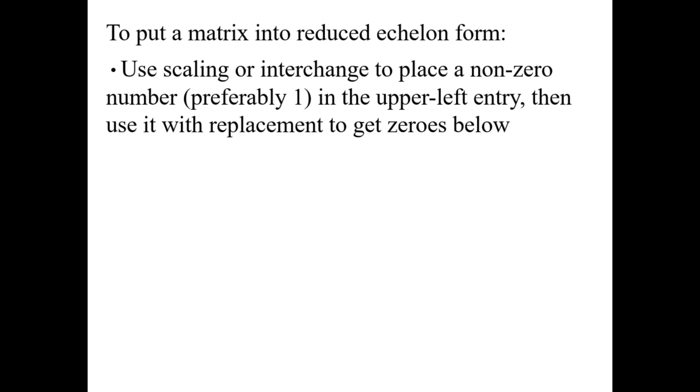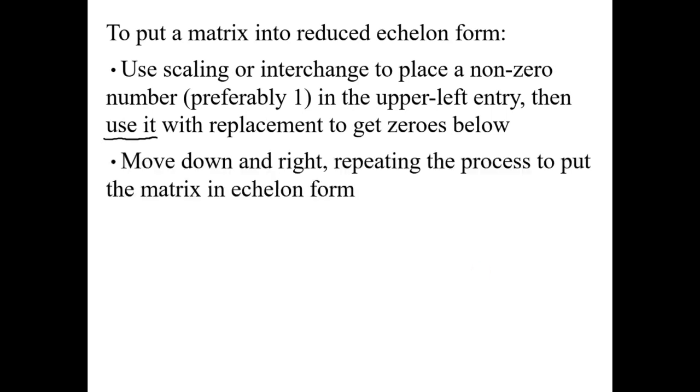And then we're going to use it, and I'm going to underline that, we're going to use it with replacement to get zeros below. So we're going to basically decide what is our first pivot position, and then we're going to use replacement to get zeros below that pivot. And then we're going to move down and to the right, identify our next pivot position, and use it to get zeros below that. And then down and to the right, find the next pivot, get zeros below. And we're just going to keep going through that process till we get to echelon form.